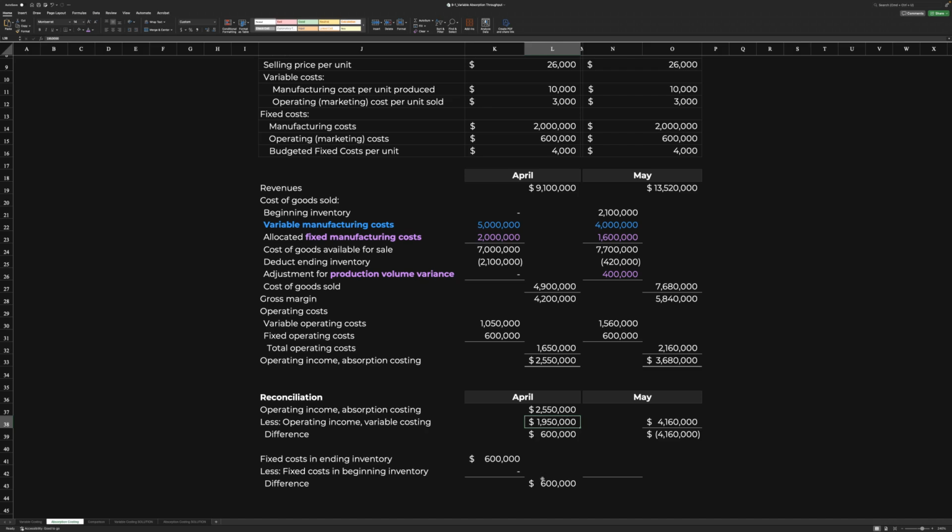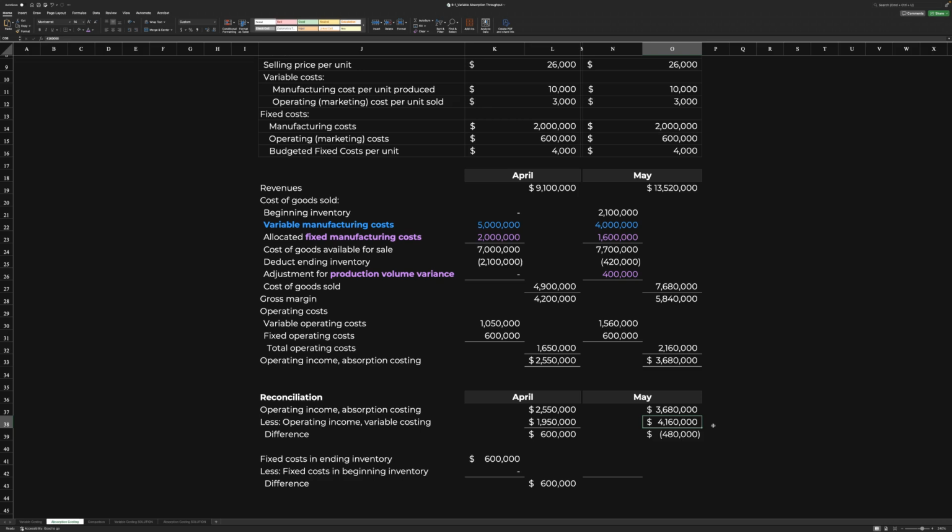Said another way, this $600,000 difference is fully expensed under variable costing, which is why the variable costing operating income is literally $600,000 lower. Now let's look at the month of May. If we look at the operating income under absorption costing for May, it is $3,680,000. The operating income under variable costing was higher.